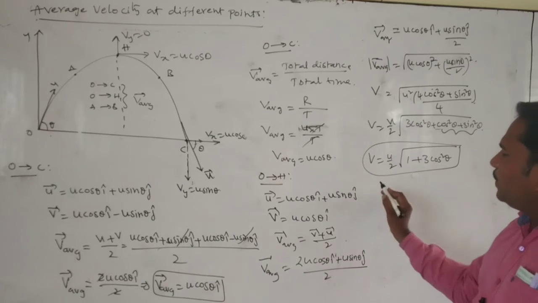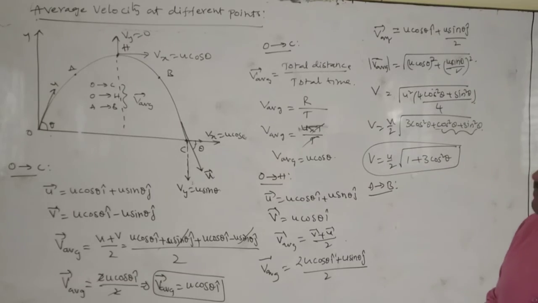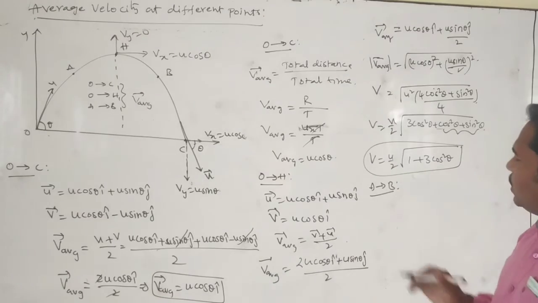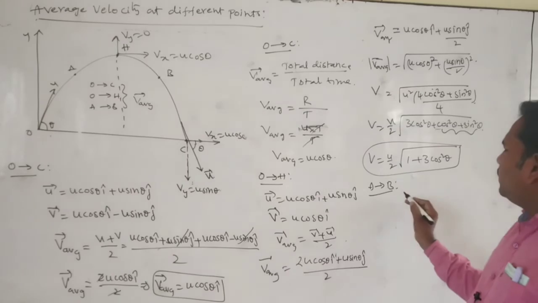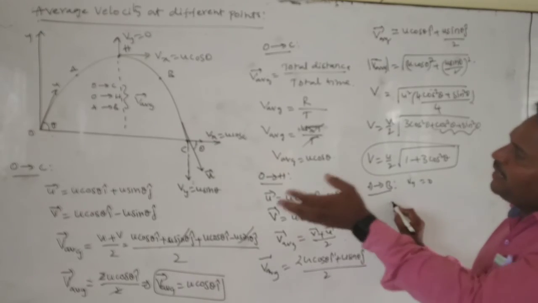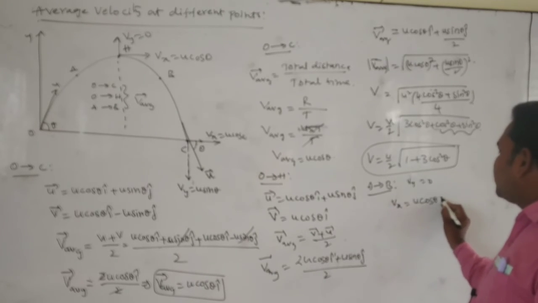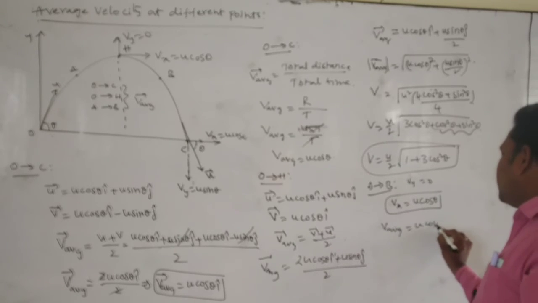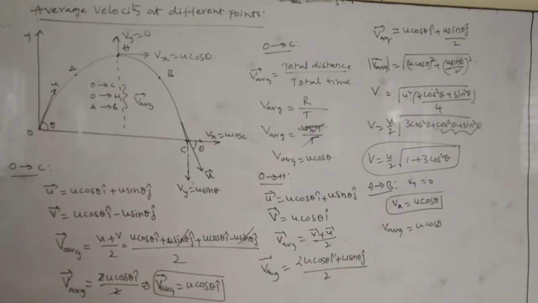Now what about A to B? A to B, the resultant vertical velocity becomes 0. So its resultant displacement is 0. So resultant vertical velocity is also 0, and only at point A and point B is only its horizontal velocity. This is constant. So average velocity also is u cos theta only. Now we are going to find the velocity at half of the maximum height.